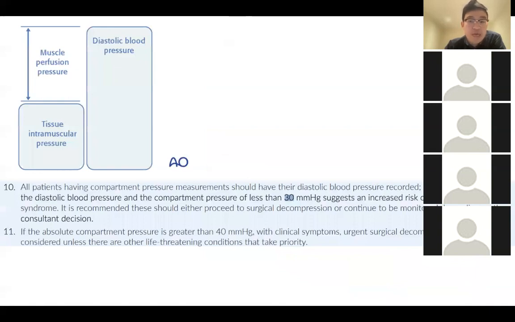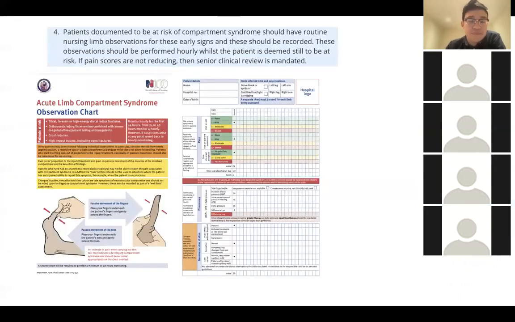This is directly lifted off AO and BOST, where you have a discrepancy between the muscle perfusion pressure that leads to this issue. Now this comes back to a syndrome where you use compartment pressure measures as an aid: if the difference between the diastolic blood pressure and the pressure of the affected compartment is less than 30 millimetres of mercury, it suggests an increased risk. So it's all deliberately vague. If the absolute compartment pressure is more than 40 with clinical syndrome, then you should consider a fasciotomy.